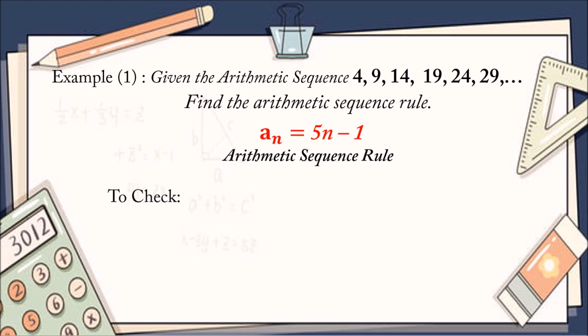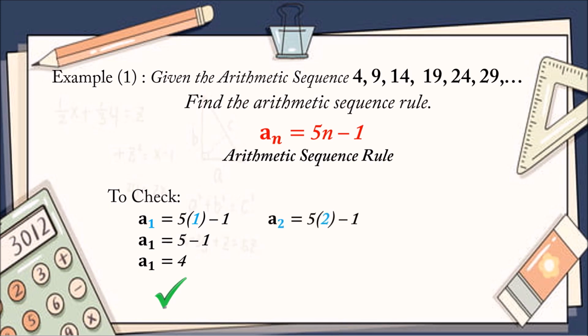To check, we need to substitute the value of every term in the arithmetic sequence rule that we got. For the first term, we replace a sub n with a sub 1 is equal to 5 times 1 minus 1. So, a sub 1 is equal to 5 minus 1, which is equal to 4. Given in the question that our first term is 4, our arithmetic sequence rule is correct because the first term is 4. Second term, a sub 2 is equal to 5 times 2 minus 1.